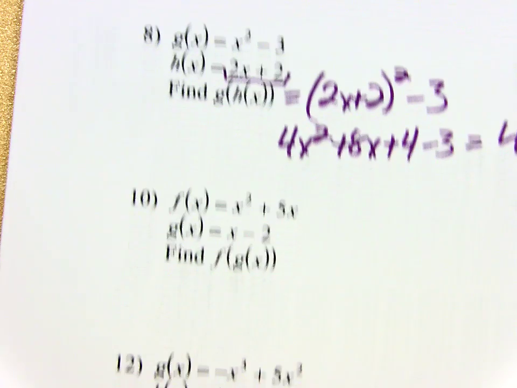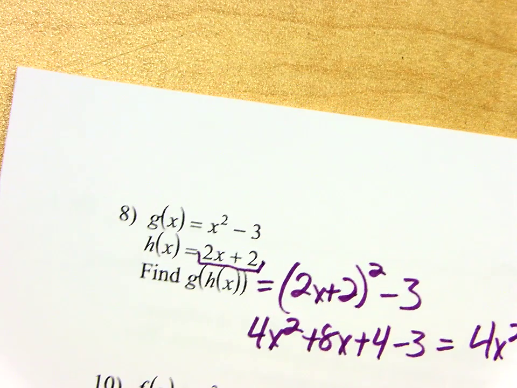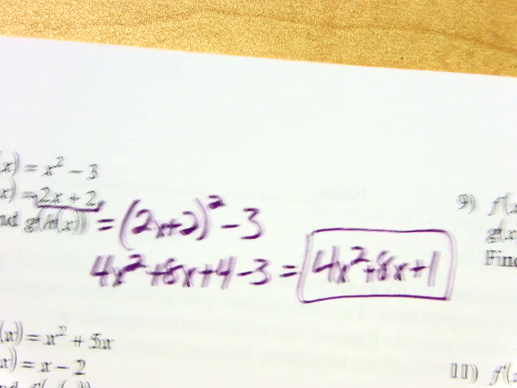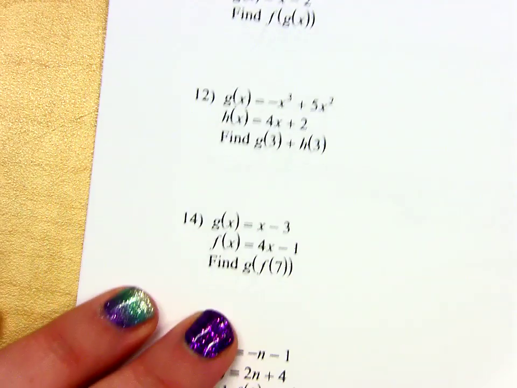Let's zoom down to 14 real quick. Wait, what did... I'm sorry. Wait, what's the final answer? Right here. I can't see. Oh, that. Sorry.